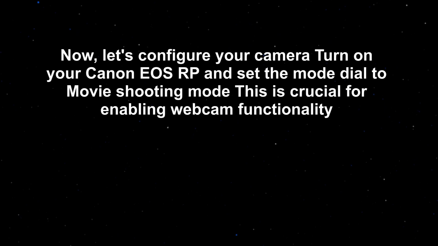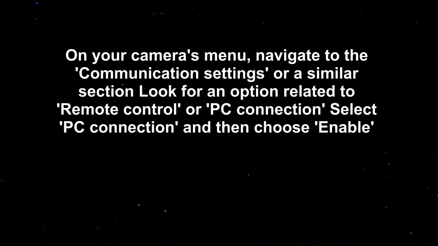Now, let's configure your camera. Turn on your Canon EOS RP and set the mode dial to movie shooting mode. This is crucial for enabling webcam functionality. On your camera's menu, navigate to the communication settings or a similar section. Look for an option related to remote control or PC connection. Select PC connection and then choose enable.